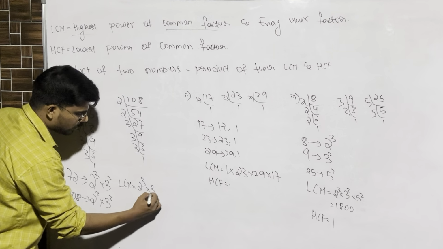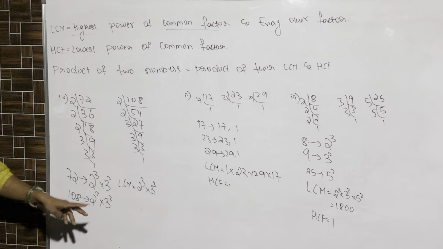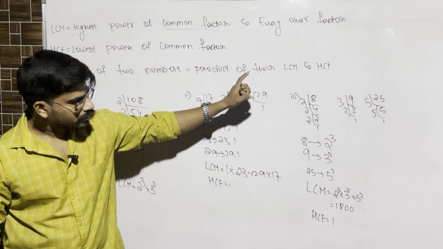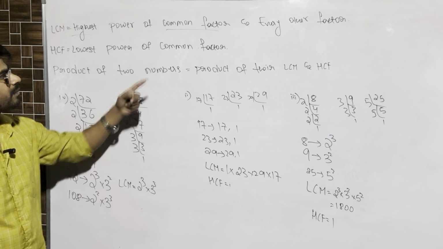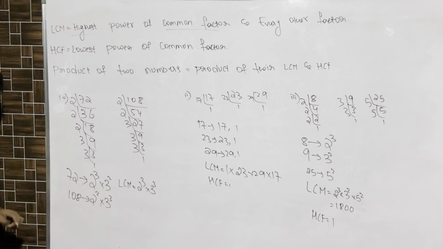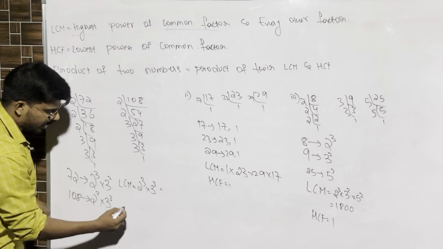For common factors, we have considered this. Now, is there any other factor apart from common? No. In this question, there was nothing other than the common factors, so only common, no other factor. Clear? 2 cube into 3 cube. If you multiply these two numbers, you will get the value of LCM. Multiplication you can do next.